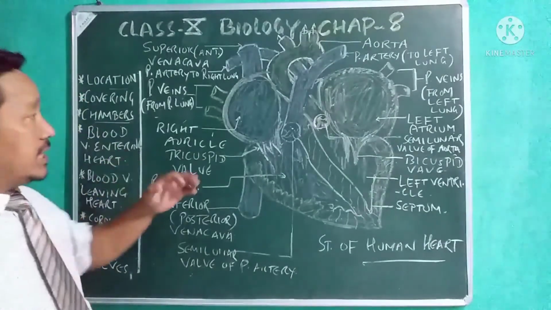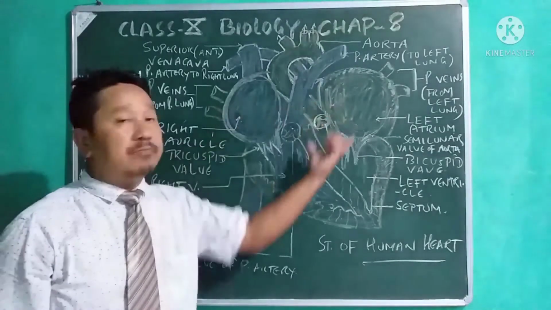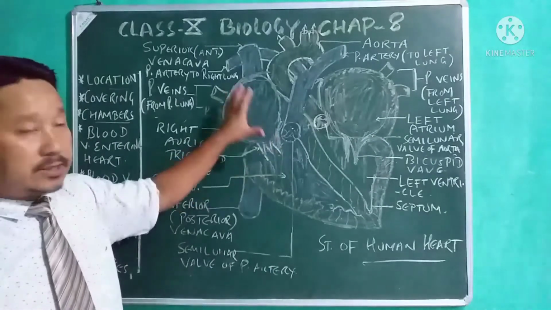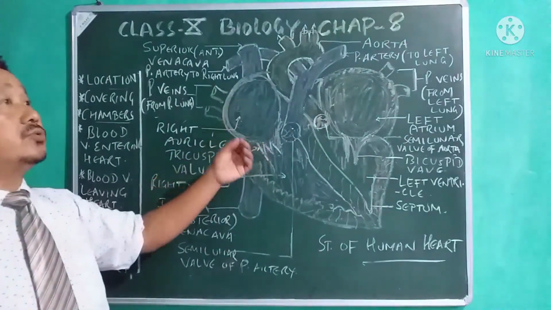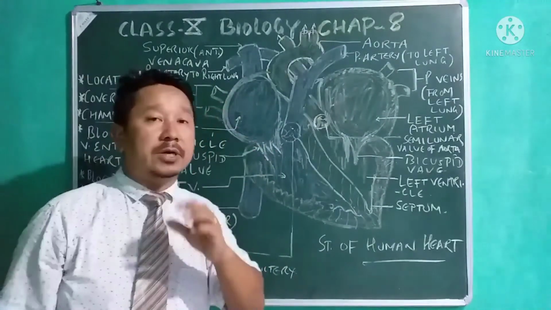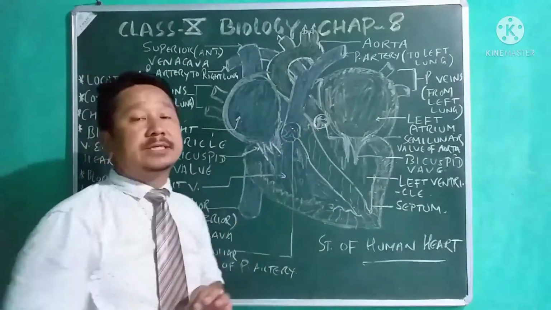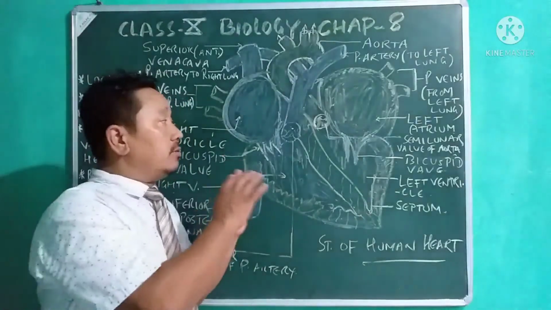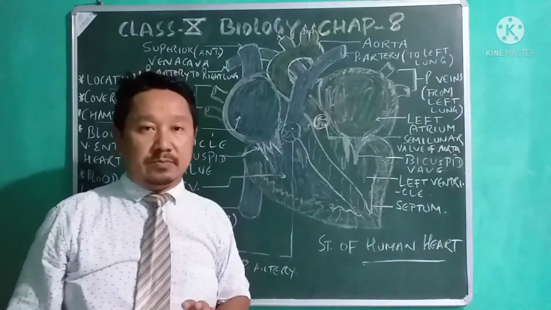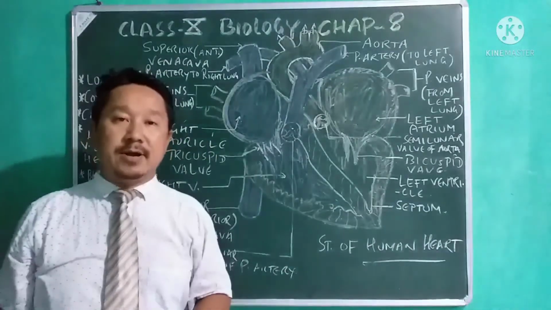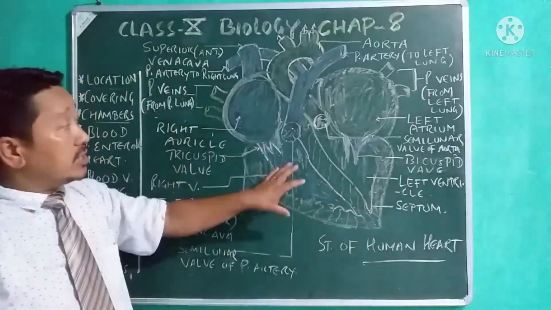Before going into it, let me tell you the function of these chambers also. See here, this right side, I have tried to label it with the blue color. Why is it blue? Because the blood in this region is usually deoxygenated blood, or the blood not pure, which is rich in carbon dioxide.